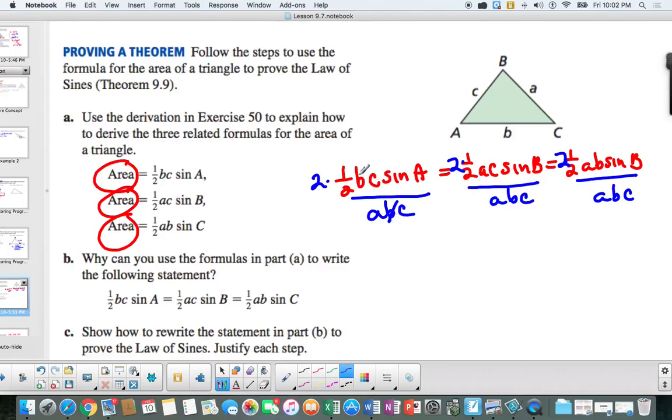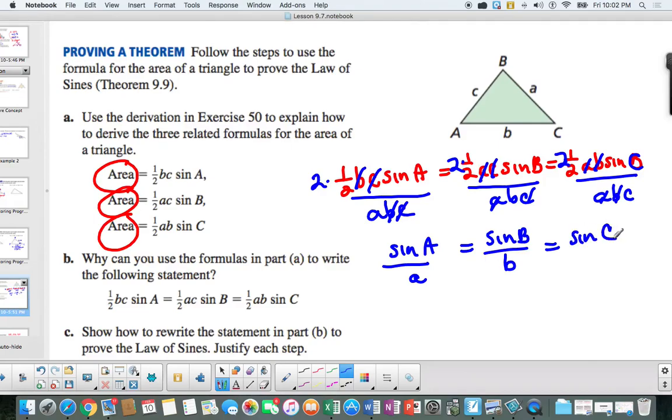So the B's are going to cancel, the C's are going to cancel, and I'm going to have sine of A all over side A. And the C's are going to cancel, the A's are going to cancel, and I'm going to have sine of B over side B. And I'm going to have the A's cancel and the B's. Oops, no, this should have been a C. The B's are going to cancel, and this will be sine of C over side C. And that is the law of sines.